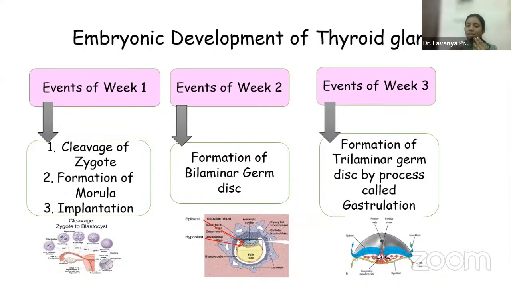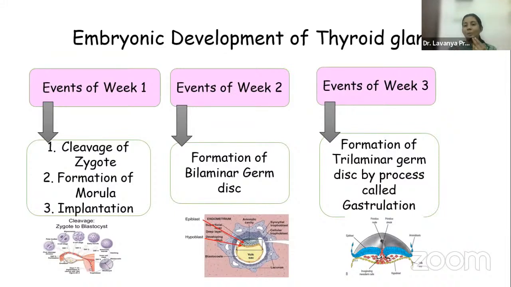Followed by this, in the 2nd week, we have the conversion. I'm not talking about the entire events, just giving you a gist of that, where we have the continuation of the process to the bilaminar germ disc, which we call the epiblast and the hypoblast. This is one of the events happening in week 2.